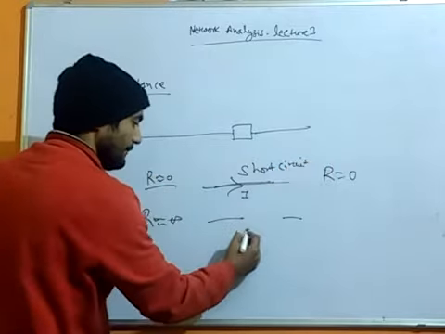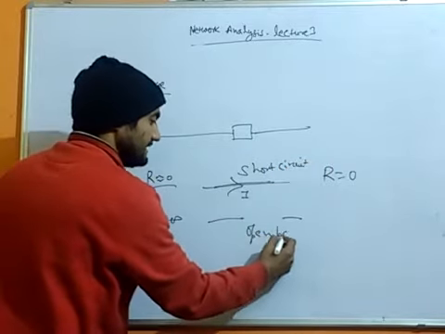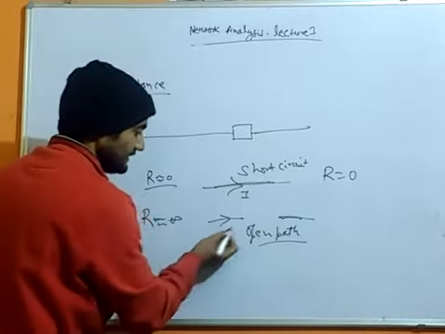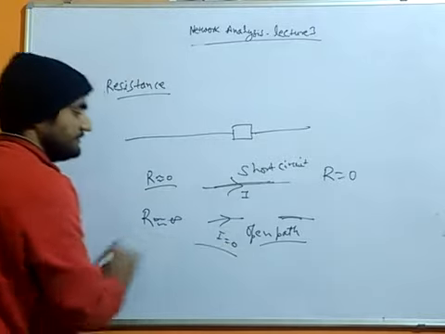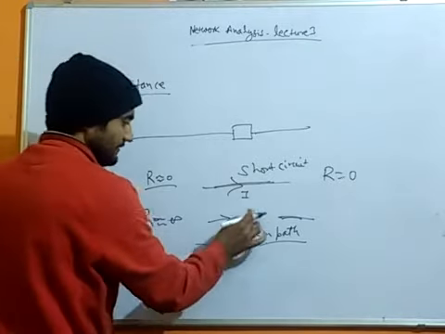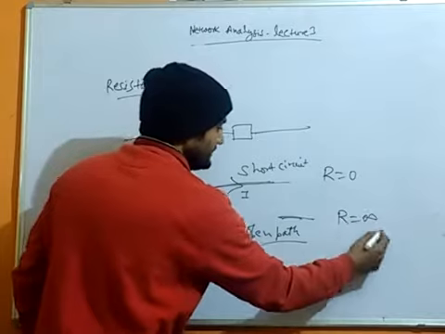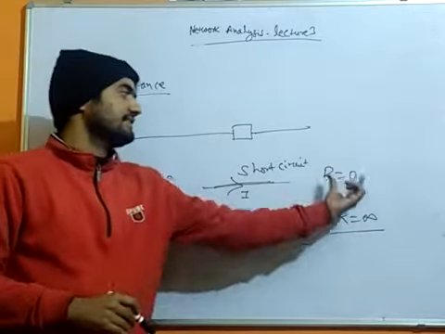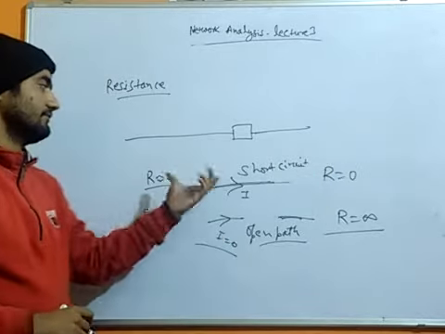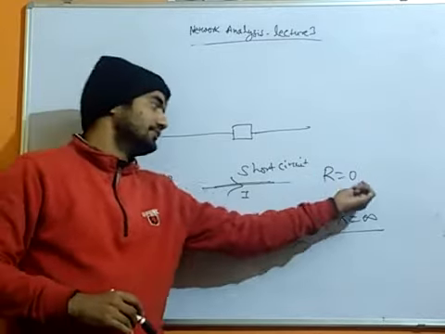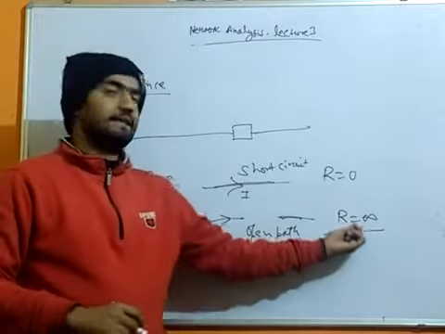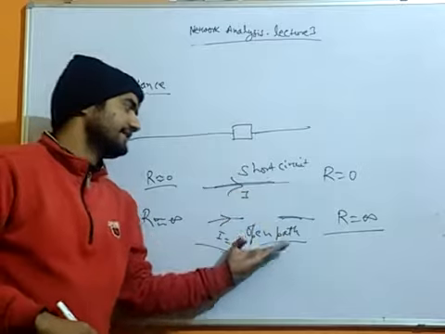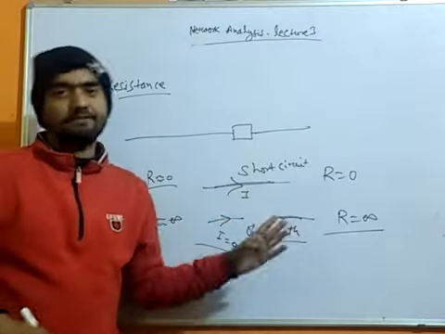And when there is an open path, it is not allowing any current through it, so I equals 0, and in that case, of course, the resistance is very high, meaning infinite. So infinity means open circuit, 0 means short circuit. For short circuit we can write R equals 0, and for the open circuit we can write R equals infinity. So this is the brief about the short circuit and open circuit resistance values.